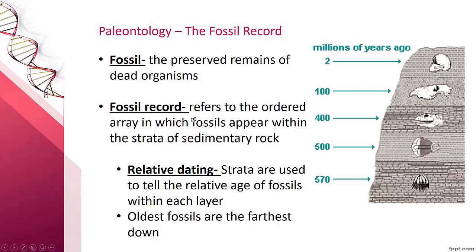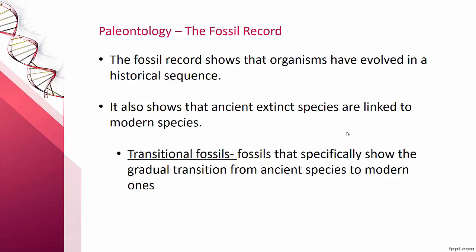So what this is, is what's called the fossil record, right? It's the ordered array in which fossils appear within the strata of sedimentary rock. So strata is the layers, and we know that old rocks are down the bottom, young rocks are up the top, and that's a good indication of showing that, firstly, organisms change. That's a good starting point to support evolution, that evolution is change over time or descent with modification. Right?